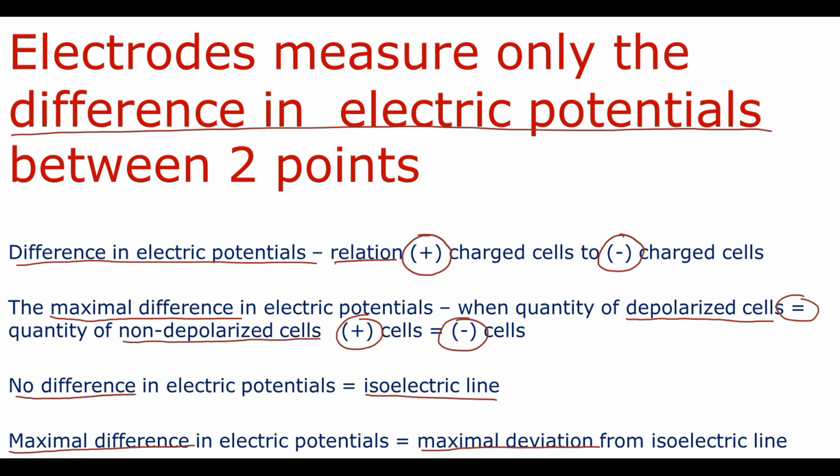Now knowing these concepts and the mechanism of the action potential, we can discuss the principles of the vector formation and how electrodes register them on ECG.